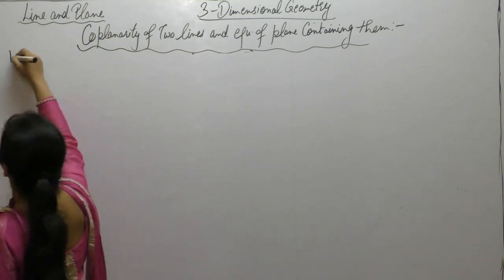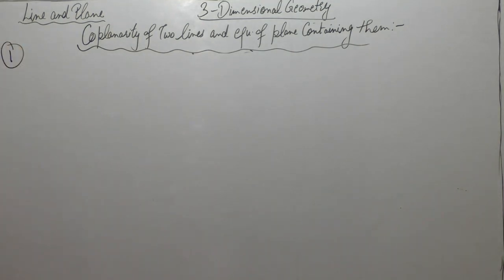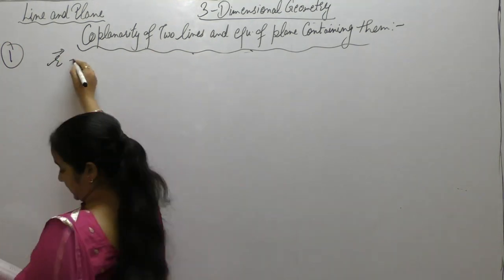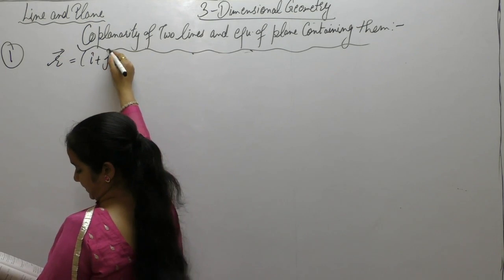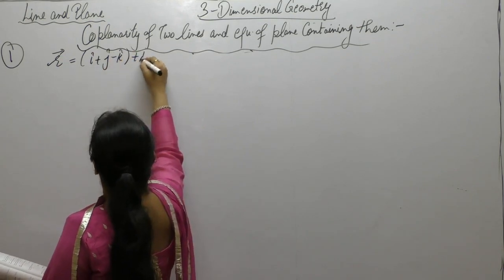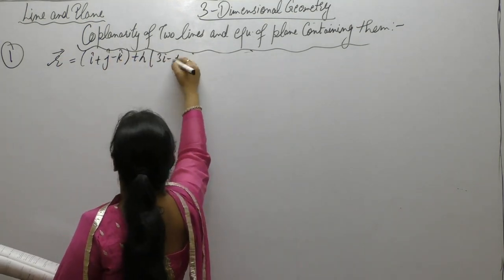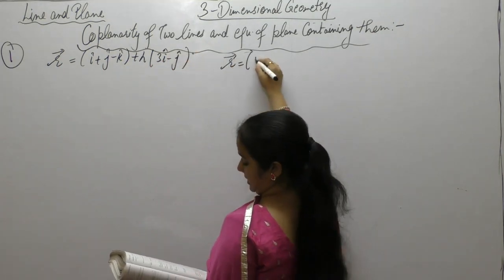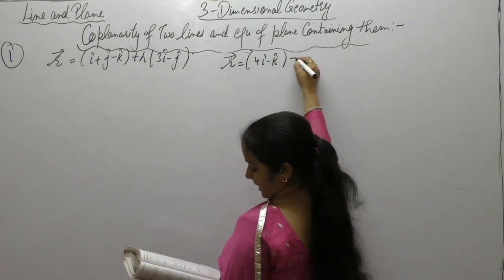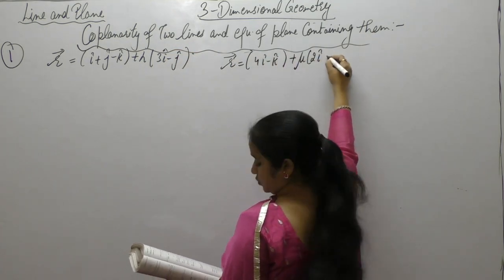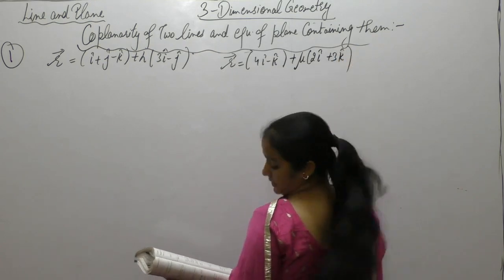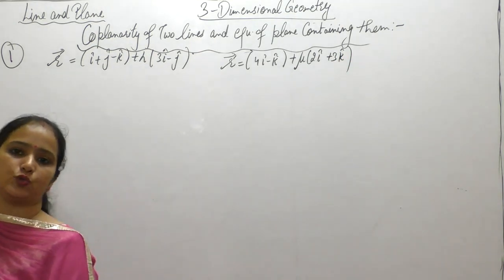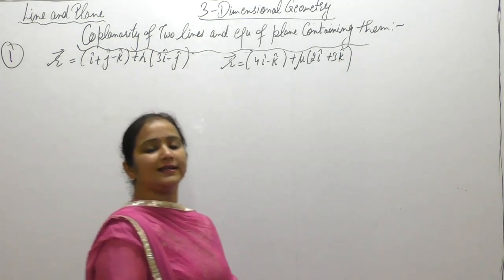Question number 1. Show that the lines r vector is equal to i plus j minus k plus lambda times (3i minus j), and the line r vector is equal to 4i minus k plus mu times (2i plus 3k), are coplanar. Also find the plane containing these two lines. First we want to prove that these are coplanar.